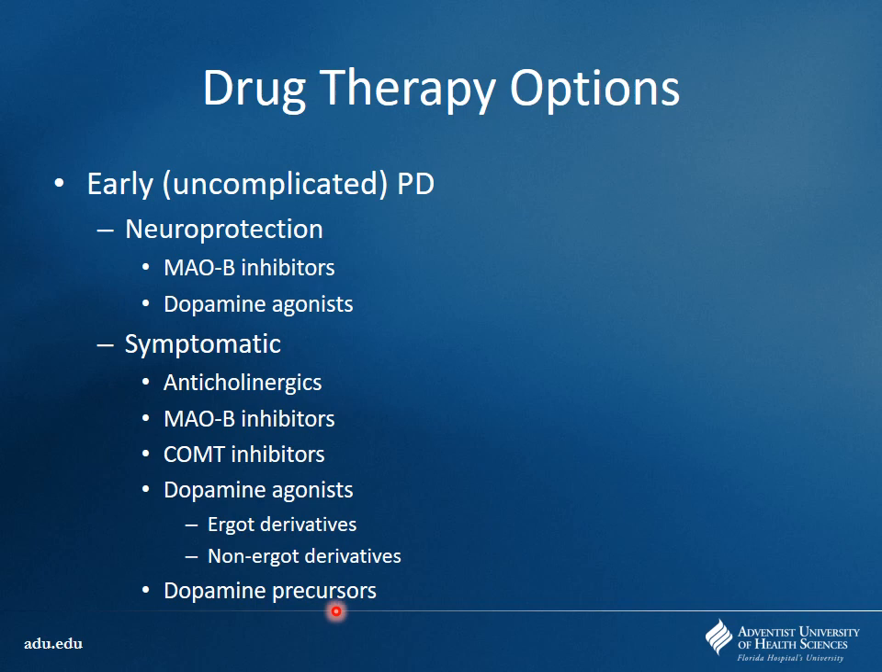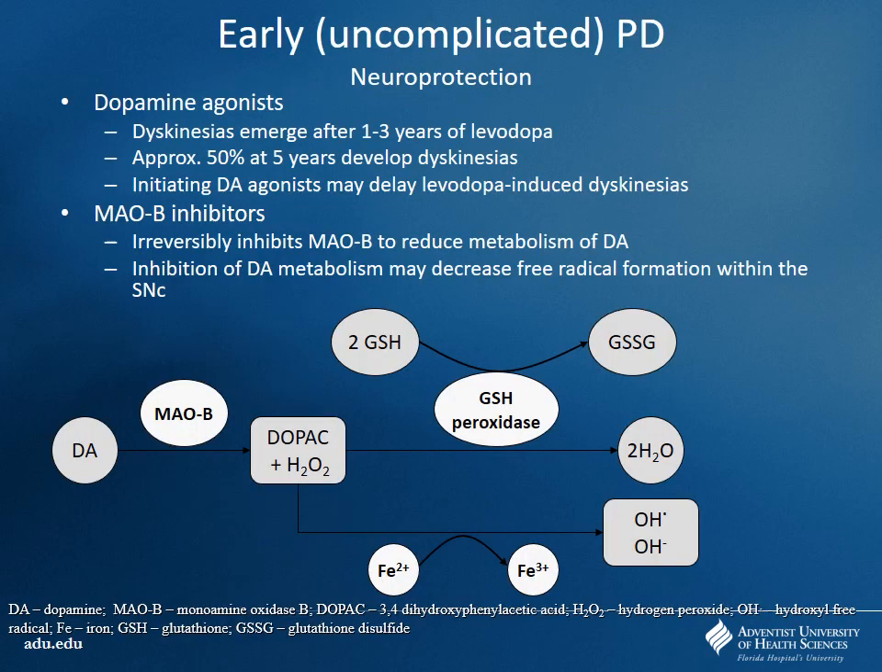And then we'll actually have some dopamine precursors. This is going to be the gold standard of therapy. If we can give a precursor that your brain then turns into dopamine, that's going to be very useful for helping to alleviate those symptoms. So we'll look at those in just a little bit later.